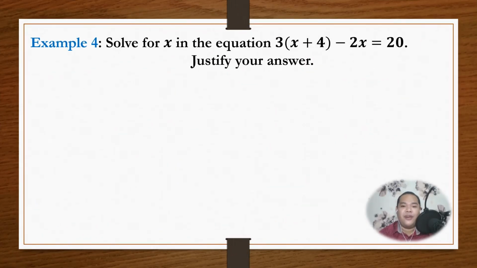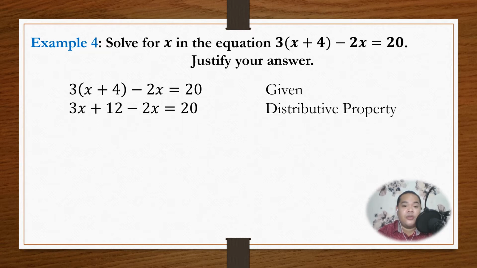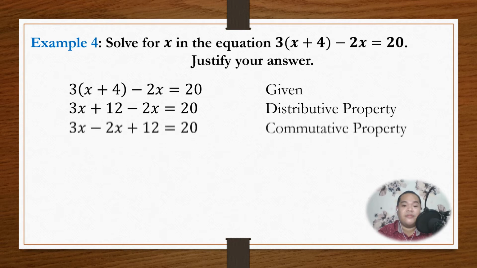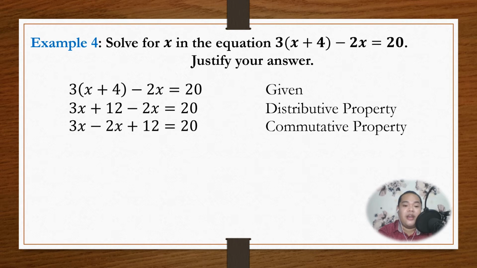Here is an example of deductive reasoning. Solve for x in the equation 3 times the quantity x plus 4 minus 2x equals 20. Justify your answer. Of course, we write the given. The next step is, we distribute 3 to the quantity x plus 4. Next, by the use of the commutative property, we can interchange 12 and negative 2x.